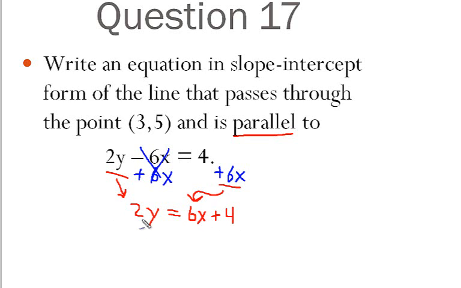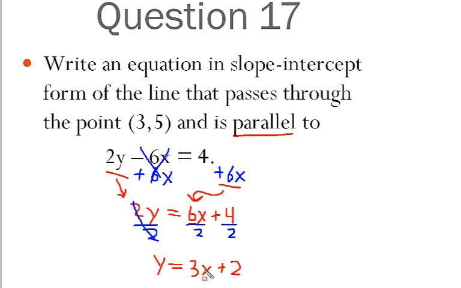Alright, next I need to cancel out this 2 because right now I have 2 times y and I just want y by itself, so we do that by dividing by 2. Divide each term by 2. What we do on one side we have to do on both sides. That will cancel this term out. And I get left with y equals 6 divided by 2 will give me 3x. 4 divided by 2 will give me plus 2.